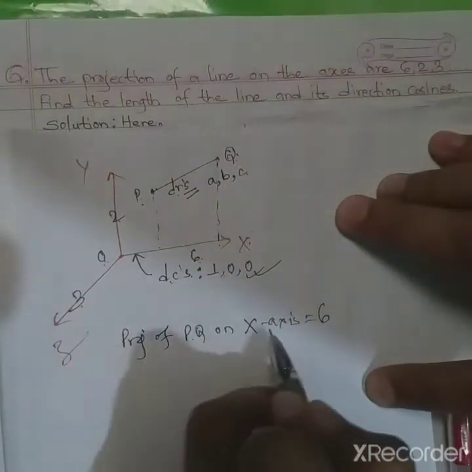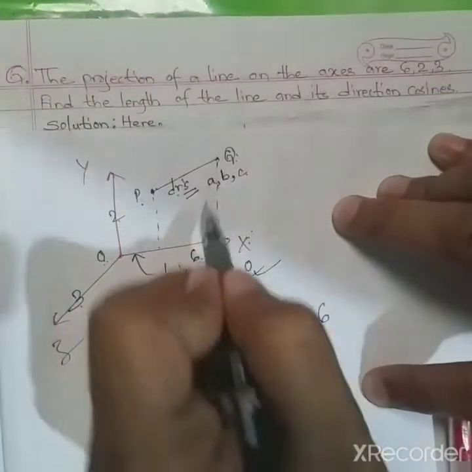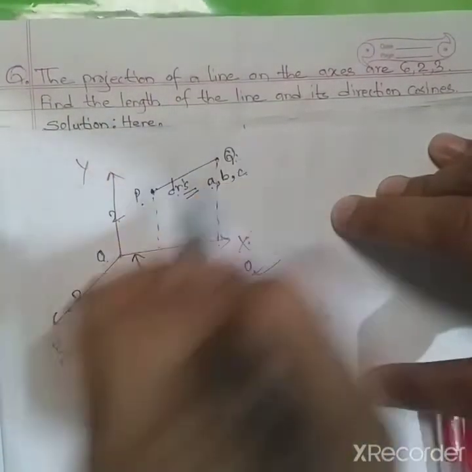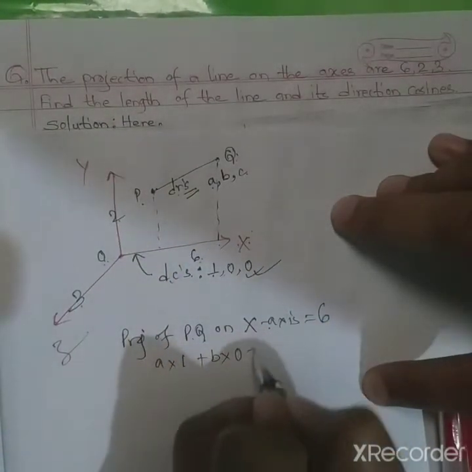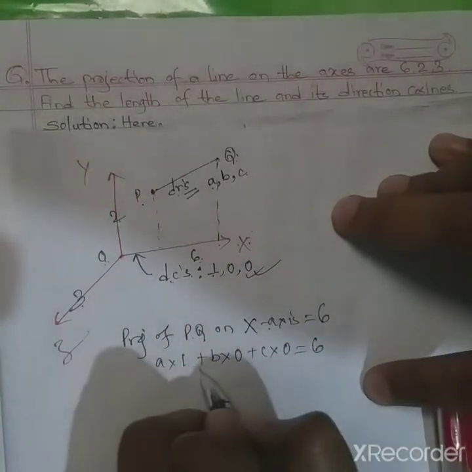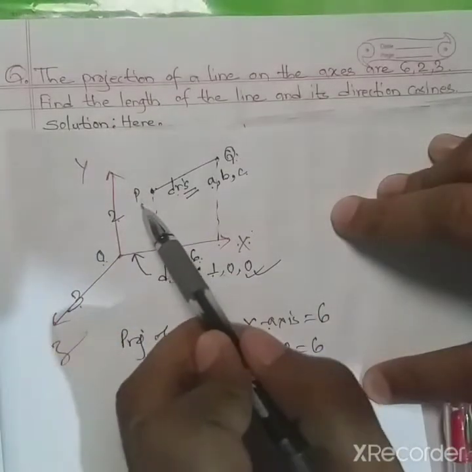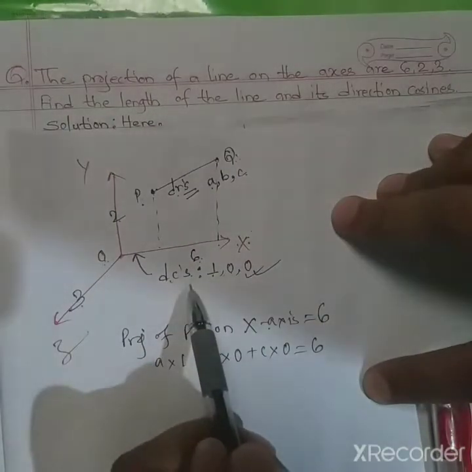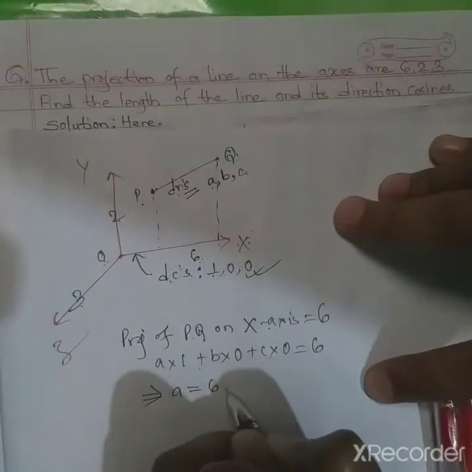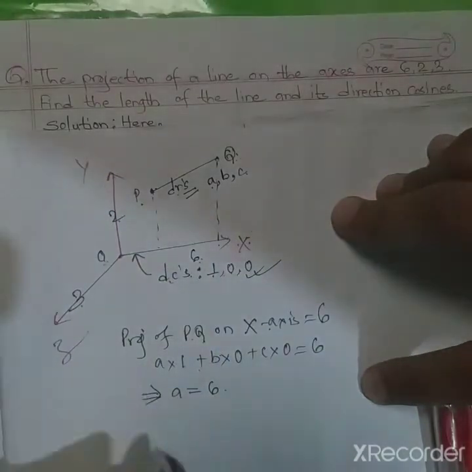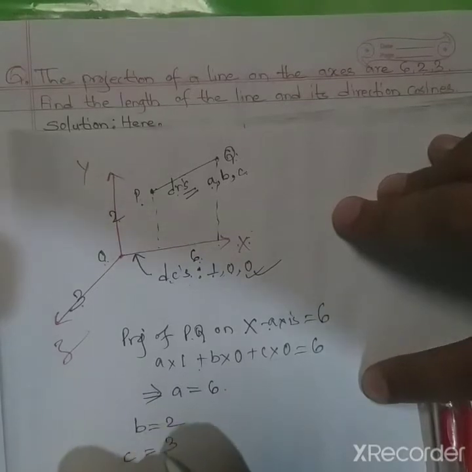So what is the projection of PQ on the x-axis? For calculating the projection, we multiply the corresponding elements, the direction ratios of PQ and the direction cosines of the x-axis. So it becomes A multiplied by 1 plus B multiplied by 0 plus C multiplied by 0 equals 6. If you don't understand this step, just see the previous part where we discussed how to find the projection of a line on another line. There we discussed this formula. So I easily get A equals 6. Similarly, I get B equals 2 on the y-axis and C equals 3 on the z-axis, isn't it?